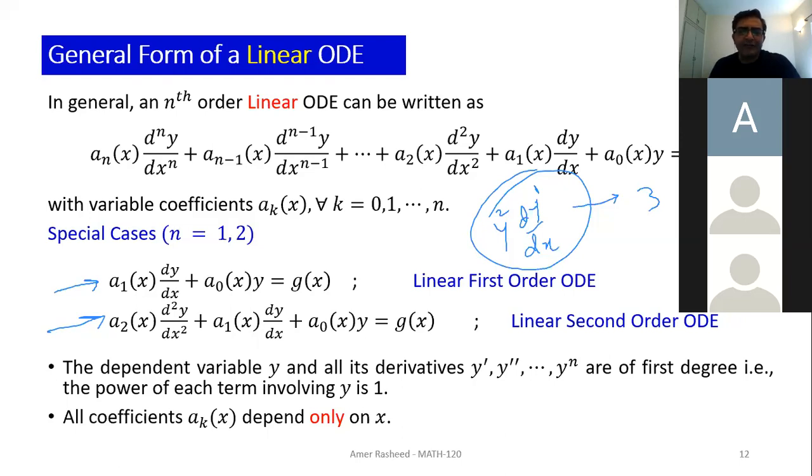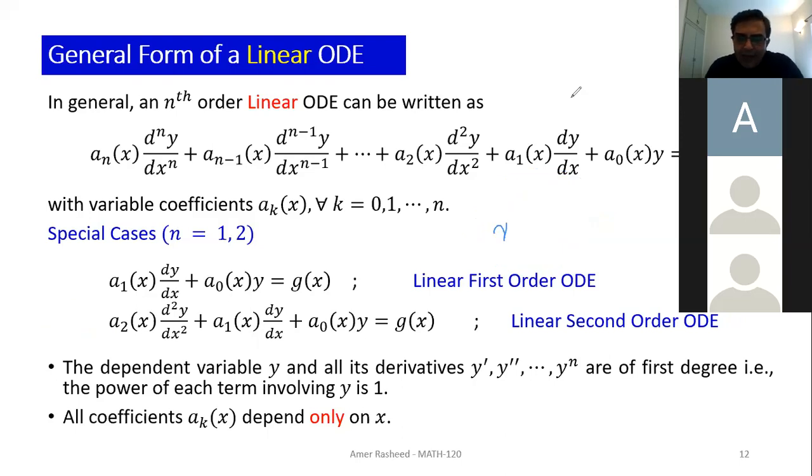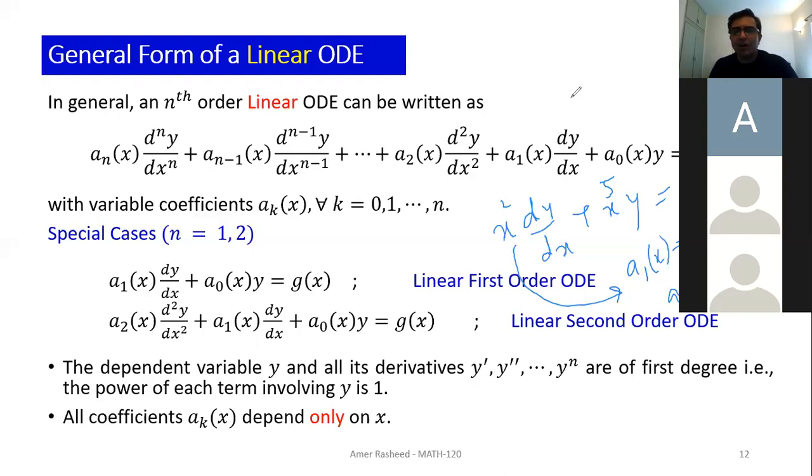These are coefficient functions. For example, if we write here x square dy by dx plus x power maybe 5, y is equal to 0. Now what is this? This is your a1 of x, which is a function of x, and what is your a naught of x? It is x5. I hope you got it. These coefficients are basically functions of x.